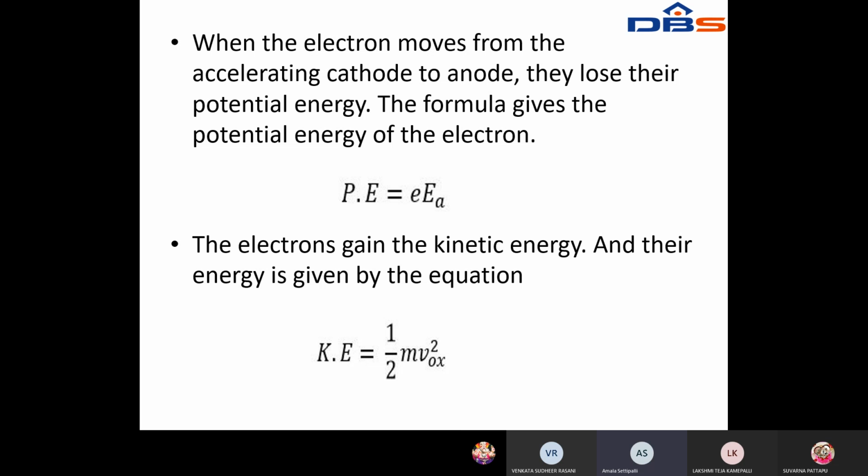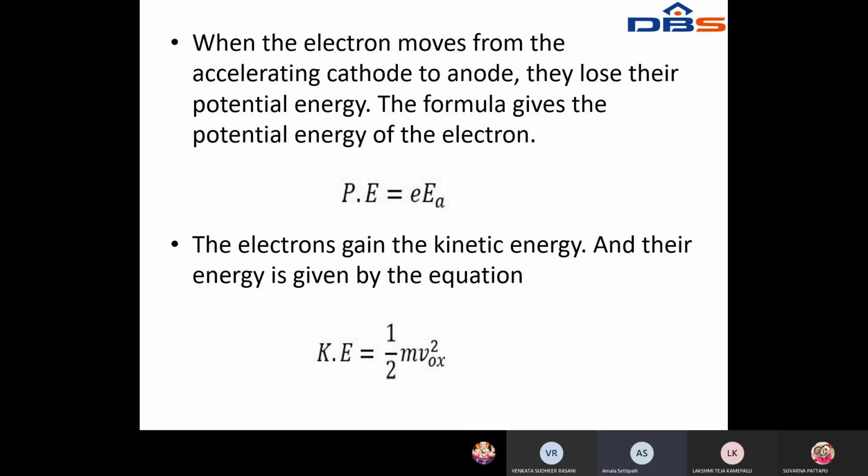When the electron moves from the accelerating cathode to the anode, that means from negative to positive, it loses its potential energy. So in the CRT, when the electron moves from cathode to anode, the electron loses its potential energy. The potential energy of the electron is given as P equals E into Ea.